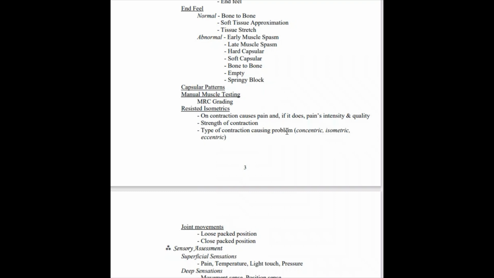Okay, so there are two classifications now, the normal one and the abnormal one. In normal, bone to bone is there, soft tissue approximation is there, and tissue stretch is there. Bone to bone means when one bone connects to the other bone. In this case, the example will be, let me write it for you, elbow extension. In elbow extension there will be a bone to bone end feel, which is considered normal. Then soft tissue approximation, the example is knee flexion.